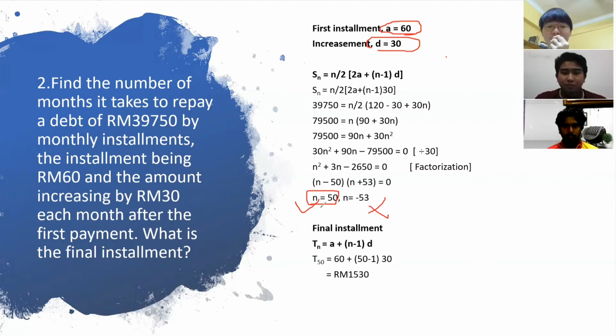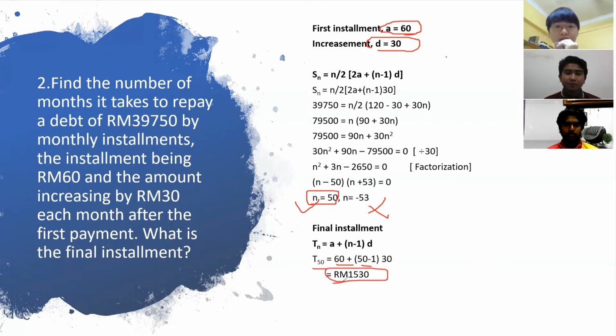And then we must find out the final installment. As previously, we already know that n is equal to 50, which means the final installment is T50. A is 60, and then n is 50 minus 1, multiplied by 30, and we will get 1,530 ringgit.